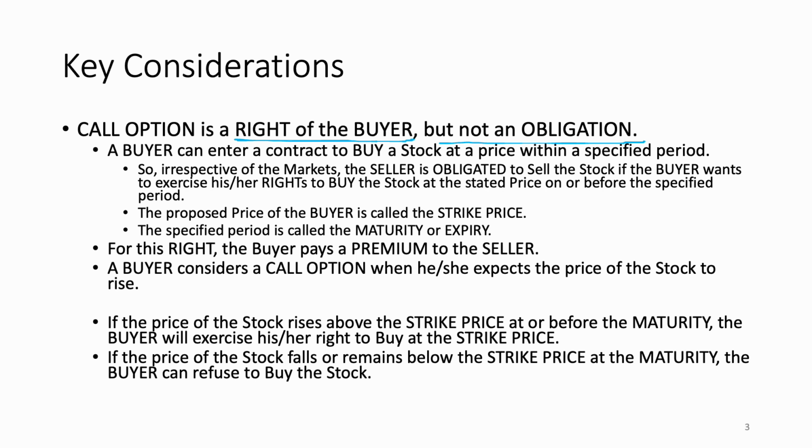Now, if he finds a seller who is ready to sell him 100 Maruti Suzuki shares and agrees that he will sell it for 5,500 rupees, then we have the buyer exercising a call option. In this exercise of the call option, the buyer now has the right to purchase the stock at the price he has said, that is 5,500 rupees.